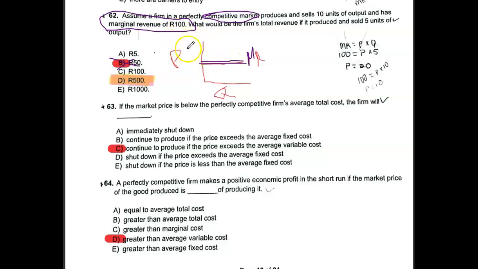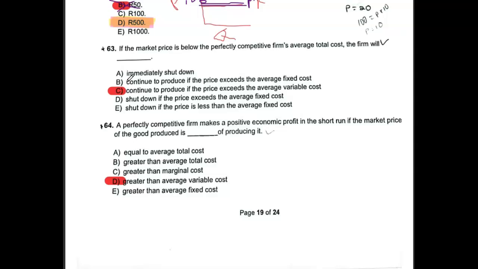In this case, the marginal revenue is 100. So marginal revenue is 100 for all. For example, if the quantity here is 2, we'll say 2 times 100. The quantity here is 5, so 5 times 100, which we want, is 500. So the answer is actually D.